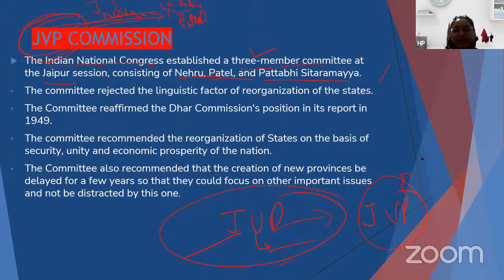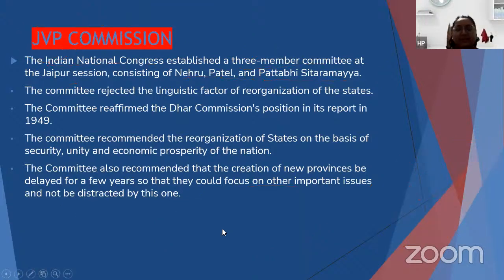And on what basis was our JVP Commission established? What was it established for? It was a linguistic commission, to study whether the reorganization of states should be done on linguistic factors. It was set up in December 1948, after the Dhar Commission, which was established in June.